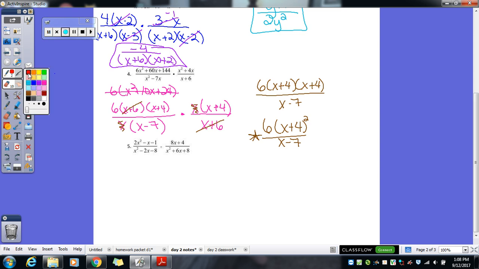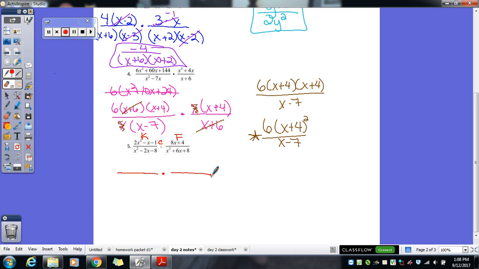Alright, so our last one on this page. What is different about this one? This is division. You guys remember what we do with division of two fractions? Keep, change, flip. Always makes me think of KFC. Keep, change, flip. So I'm going to try to do a couple things at once. I'm going to factor and do my keep, change, flip in one step to save us a little bit of time.